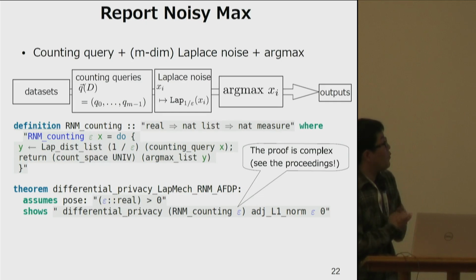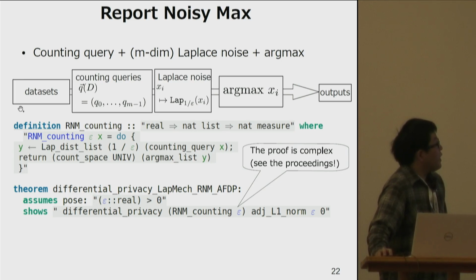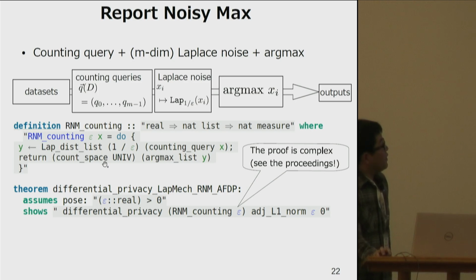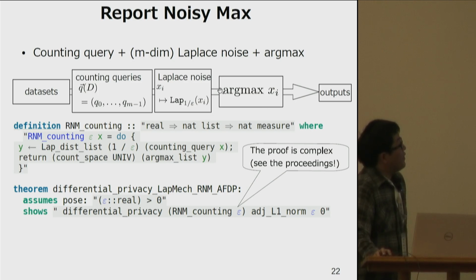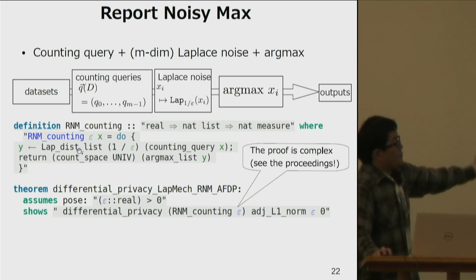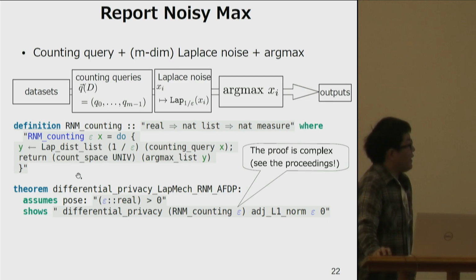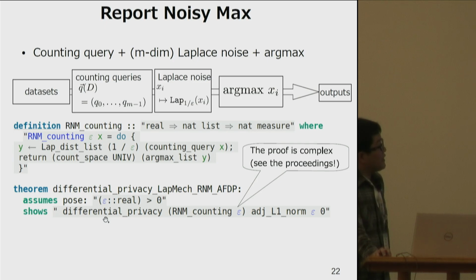Then we finally formalize the report noisy max mechanism. The formal definition is rather simple. We formalize this part and the counting query first, and then we put the construction of the Laplace mechanism. Then we show the differential privacy of the report noisy max mechanism.